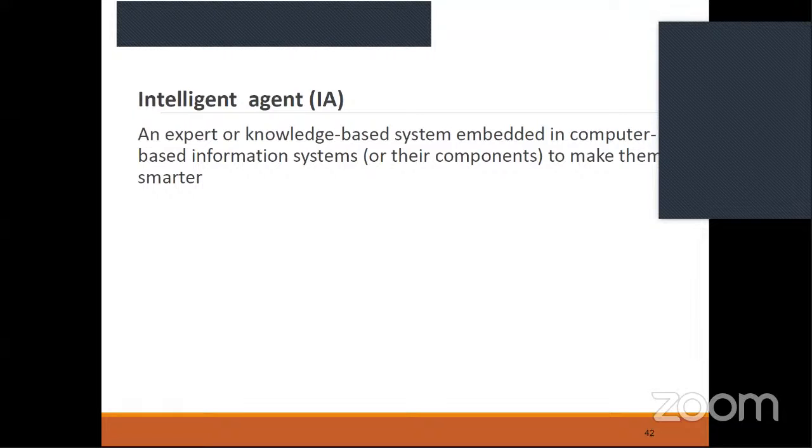So a simple AI agent is simply a software system which senses the environment, checks the knowledge base, and then reacts to that change in environment. And this way they become smarter.